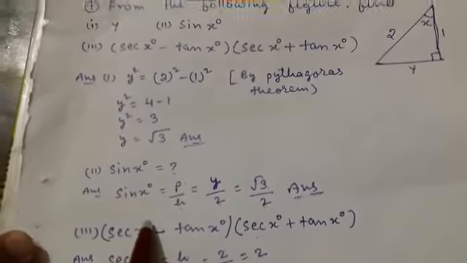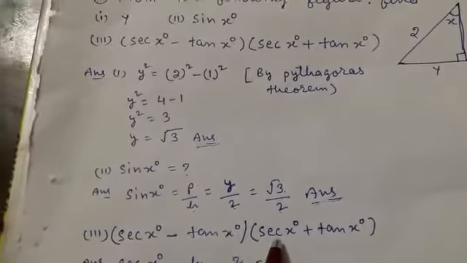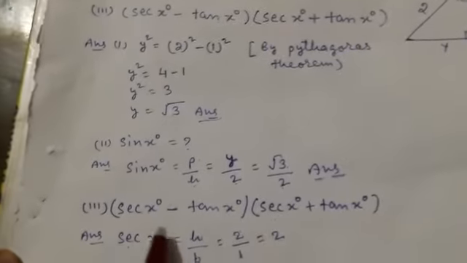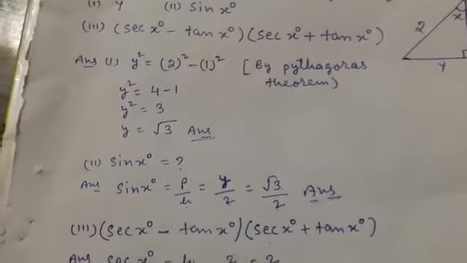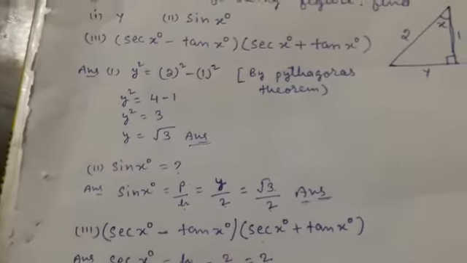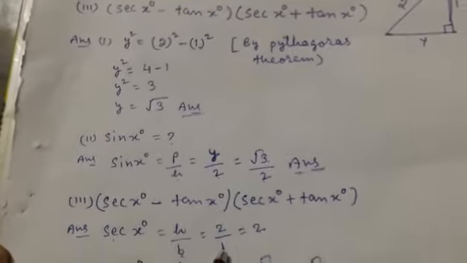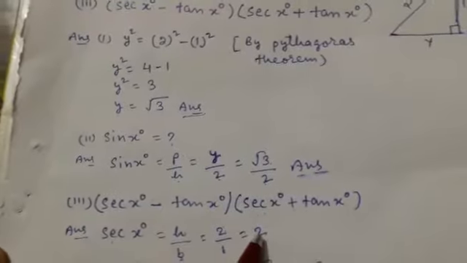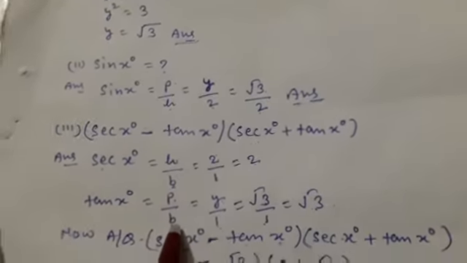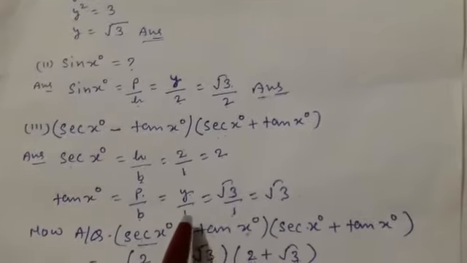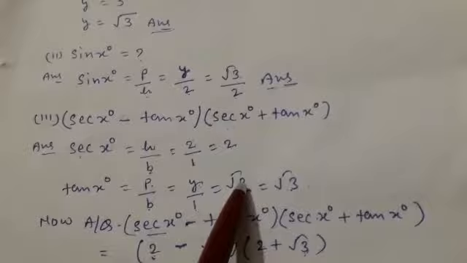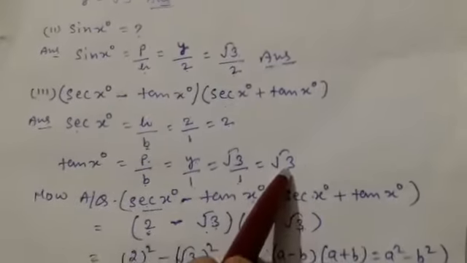Third, (sec x degree minus tan x degree)(sec x degree plus tan x degree). So sec x degree is equal to h by b. So what is h? Hypotenuse is 2 and b, base will be 1. So that is equal to 2 by 1, which is equal to 2. Tan x degree is equal to p by b. So what is perpendicular? y upon base is 1, so the value of y is root 3 upon 1, that is equal to root 3.